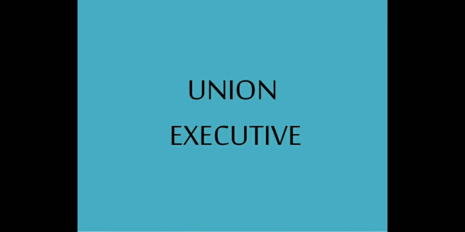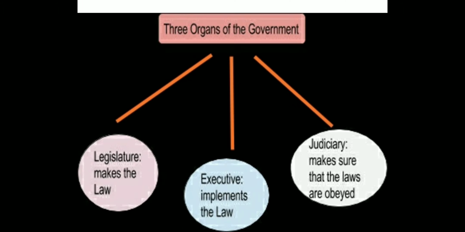So today we are going to study Union Executive. We have already studied about the Union Legislature. Today we will be talking about Union Executive. Now we are already aware that government has three main organs. The functioning of the government depends on these three organs: the legislature, the executive, and judiciary.